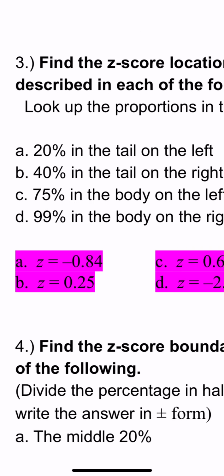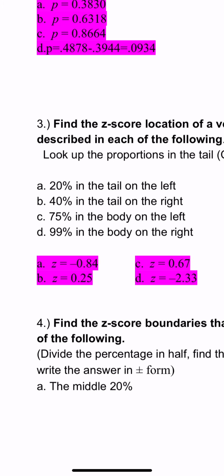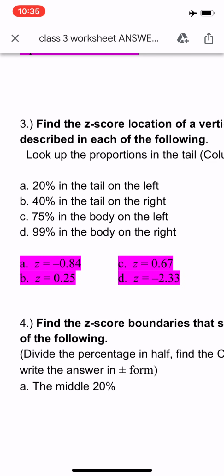All right. If it's negative, always put the negative sign. If it's positive, you could just leave it as the regular number because it's known that it's positive, or you could put the positive sign. Either one works. 75% in the body on the left.